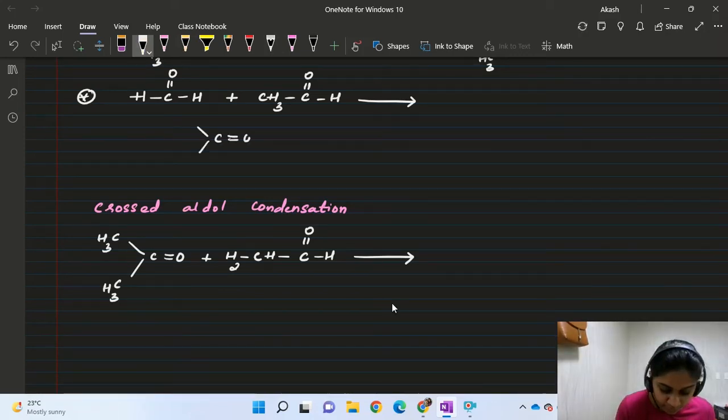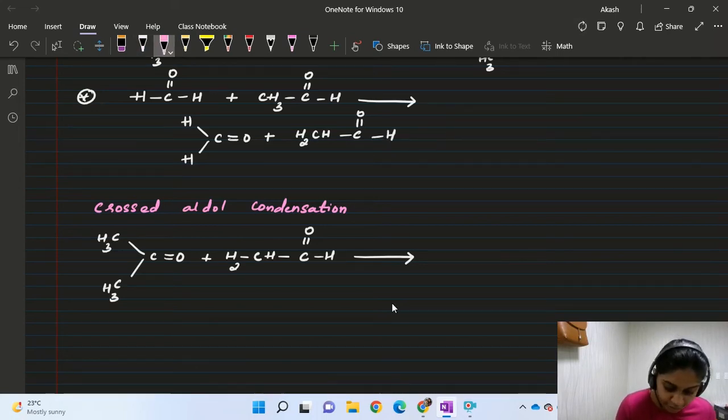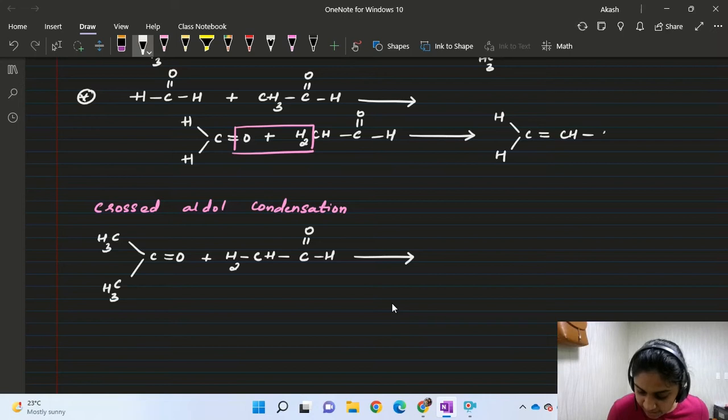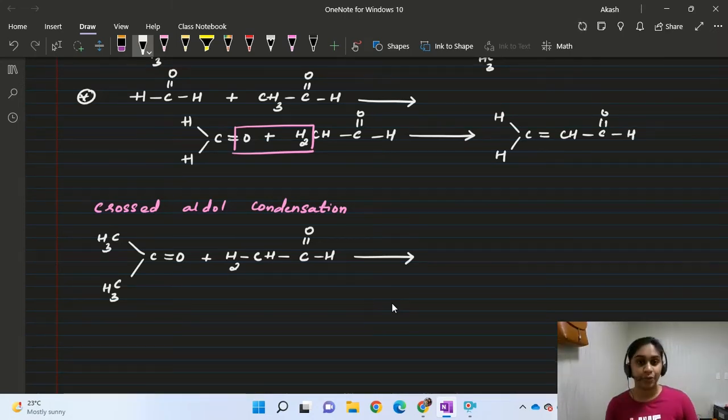C double bond O, H and H, plus this molecule, you have to write it like this. C double bond O, H, and remove the water molecule like this, children, and connect both the carbons by a double bond. So you will be getting C double bond CH, C double bond O, H. I hope you understood this.